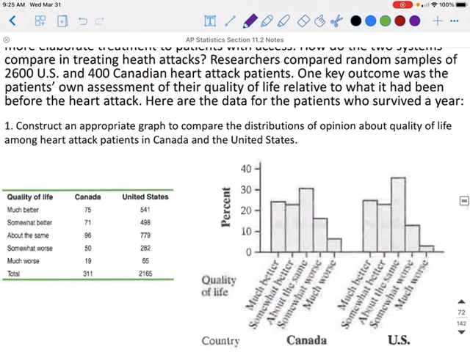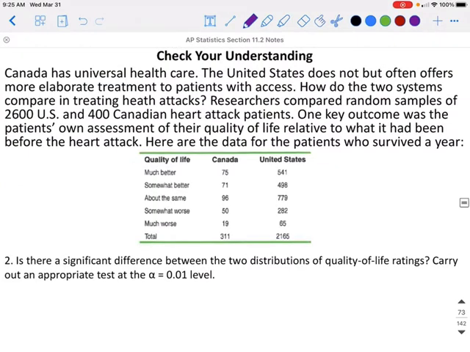And our graphs would look like this. So in Canada, we got these percentages. In the US, we got these percentages for much better, somewhat better, about the same, somewhat worse, or much worse. Is there a significant difference between the two distributions of quality of life rating? Carry out an appropriate test at the alpha equals 0.01 level.